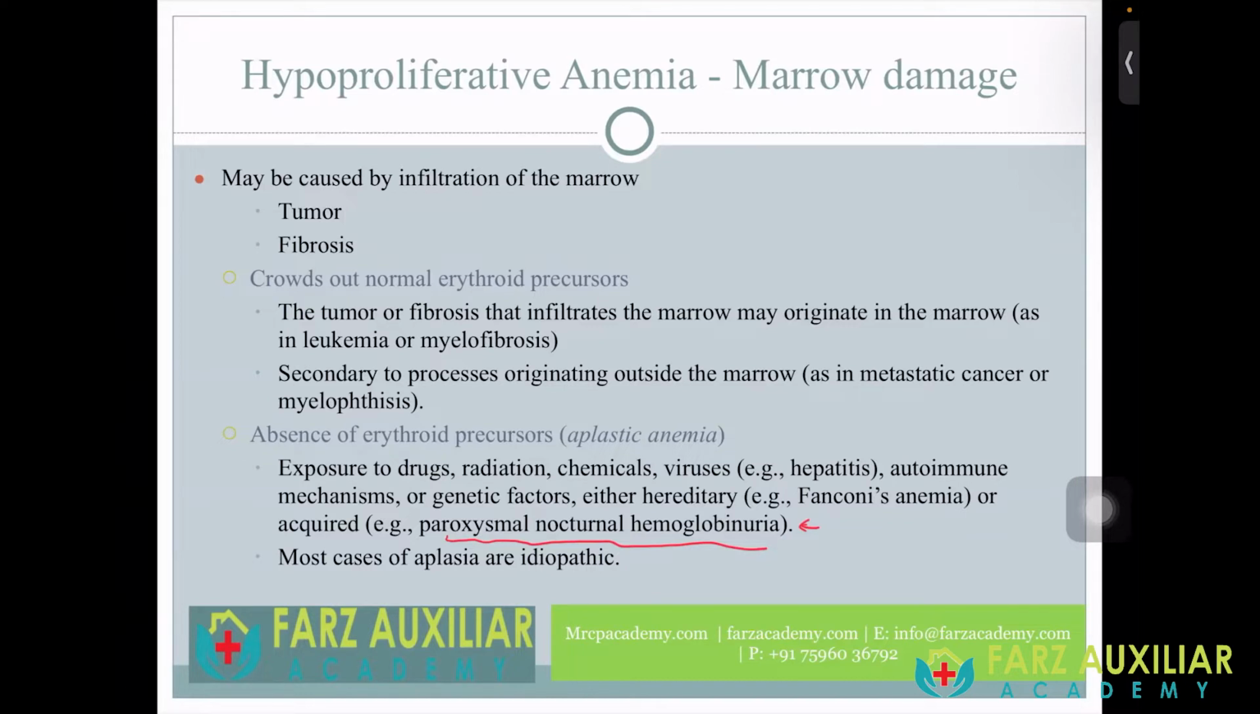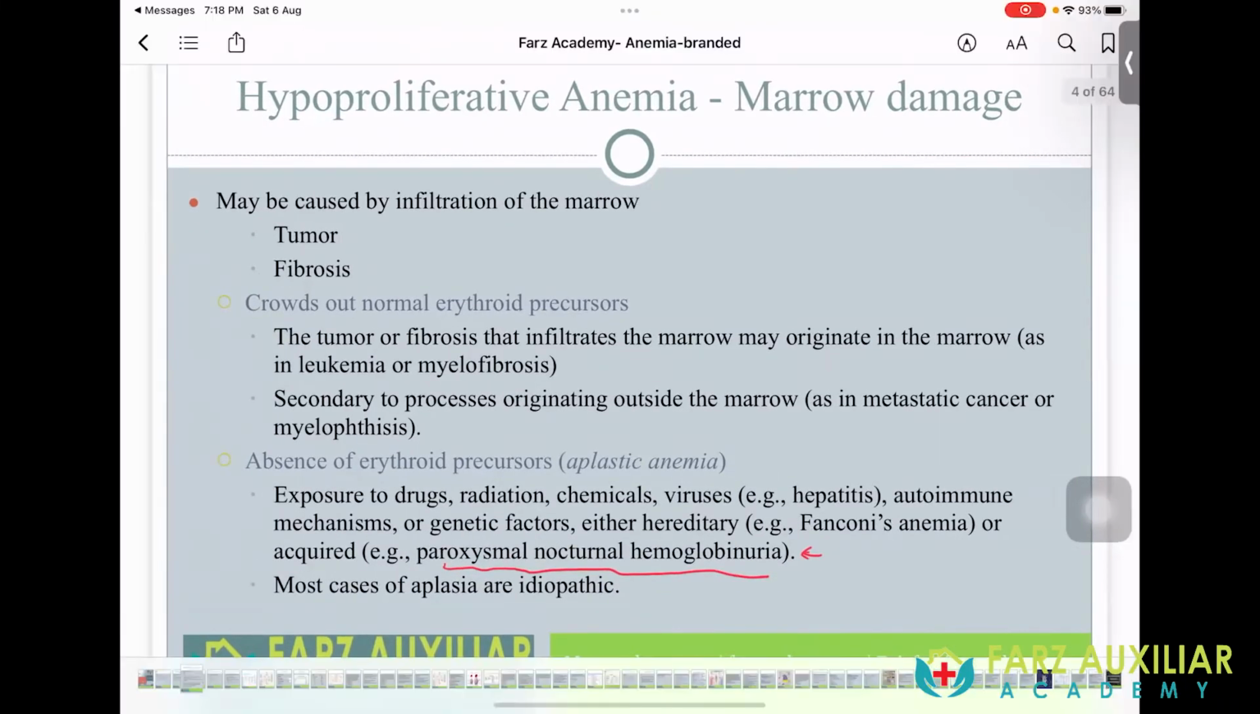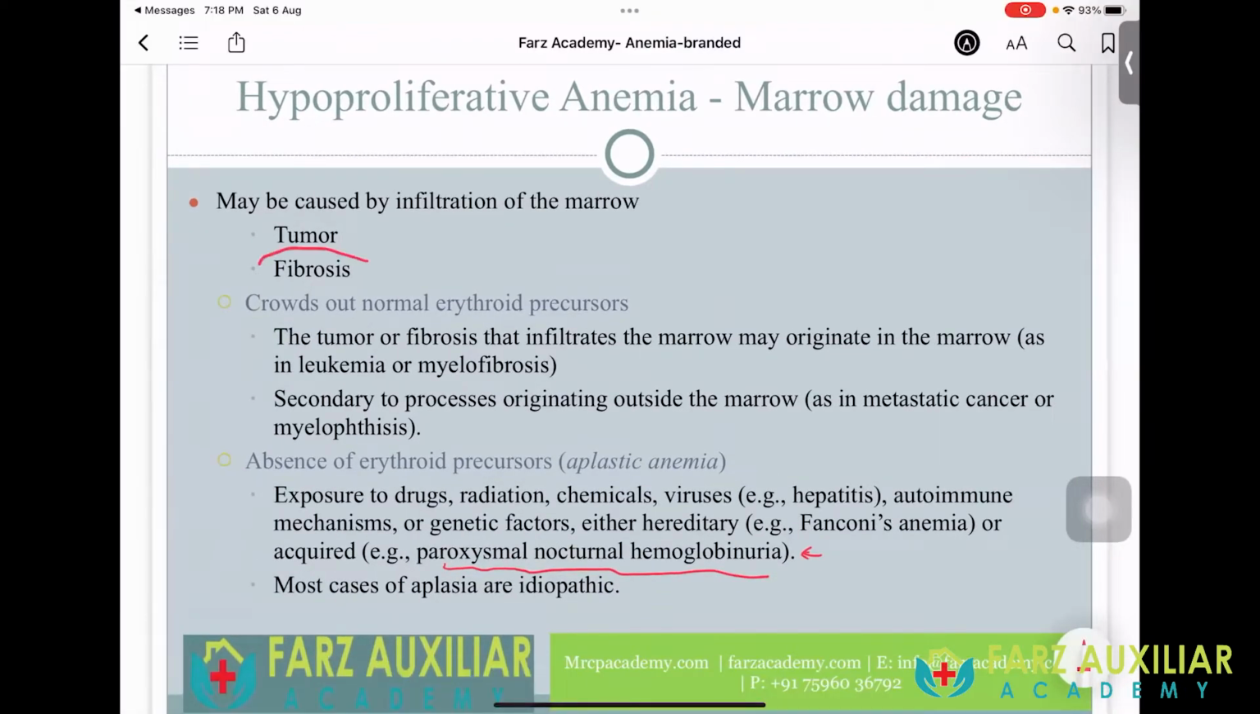So let's see the marrow damage. Marrow damage can occur because of either infiltration of the marrow by a tumor or fibrosis. Fibrosis is interesting because sometimes there is a condition called myelofibrosis, in which there has been enough damage to the bone marrow that eventually scar tissue forms, and hence fibrosis occurs. The normal erythroid precursors are crowded out by fibrosis or other cells that have invaded the bone marrow.